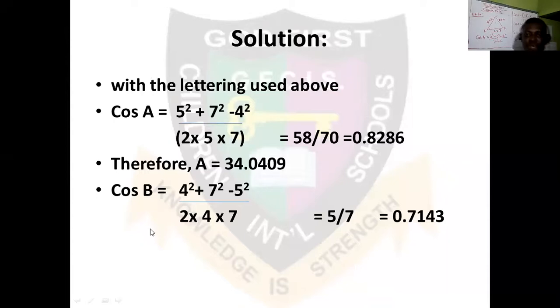The same thing with B. Follow the same steps. Use the formula. Do the same thing. Arc cos. After you get cos B, arc cos whatsoever. This is what you are going to look for. Arc cos 0.7143 and you get the degrees.